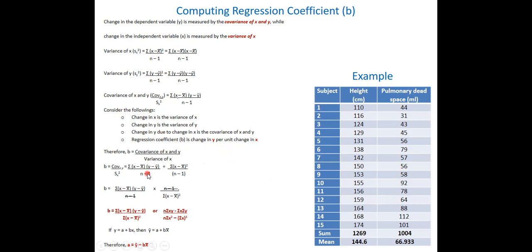If you look at this formula, it is the covariance of X and Y. When you change the formula, remember this is division, so the numerator becomes the denominator. Can you see the n minus 1, which is the degrees of freedom, cancels out? When you cancel it out, what you now have is this, which is the formula for the regression coefficient.